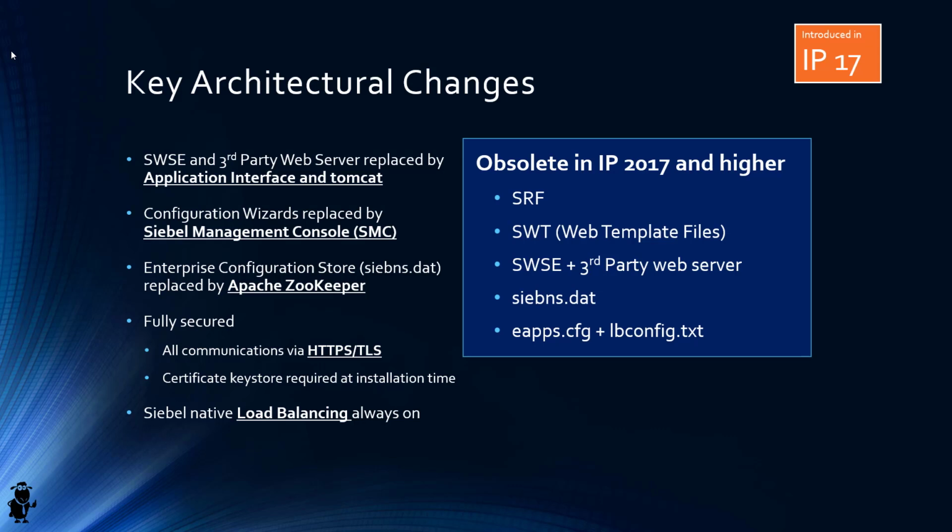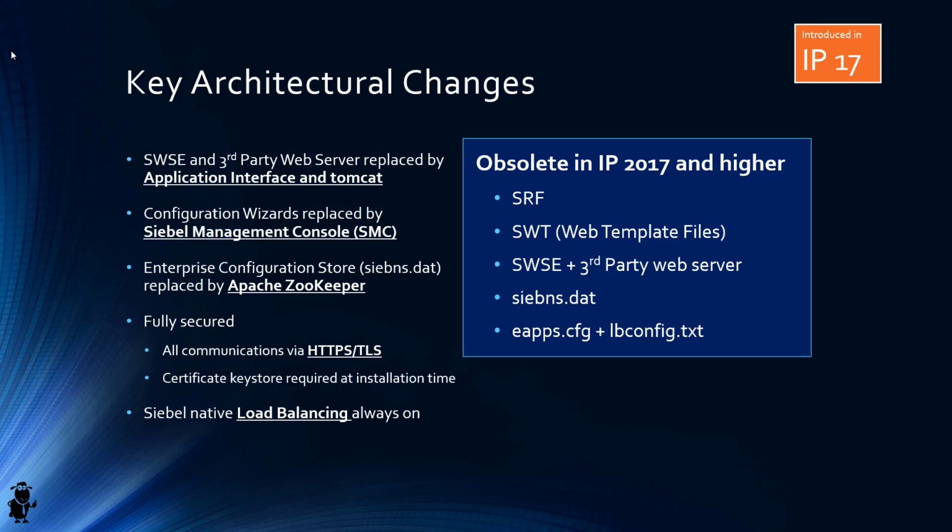In the blue box, you see the obsolete stuff that is replaced by something but is no longer around. So you will notice that it's mostly file-based stuff that is no longer around. First and foremost, the SRF, the Siebel repository file, is no longer available and no longer used in IP17 or higher. The replacement is database tables, the runtime repository tables, which now store the compiled information of the designed repository.